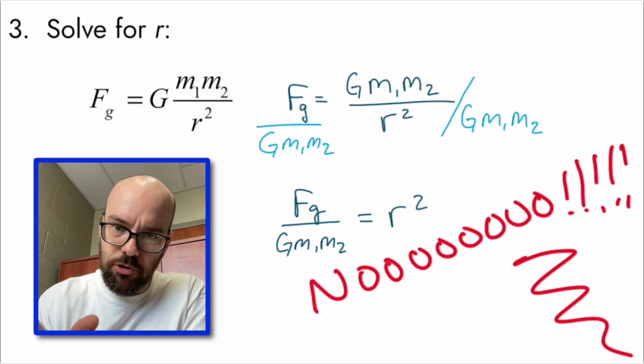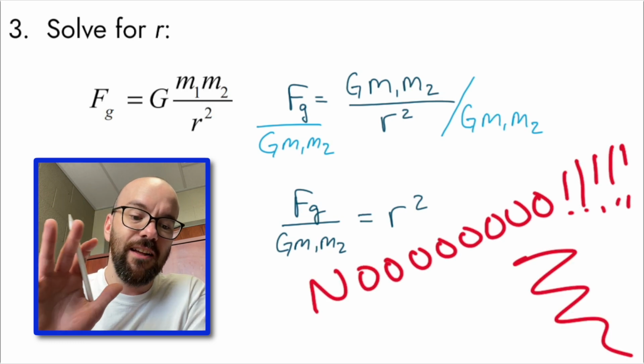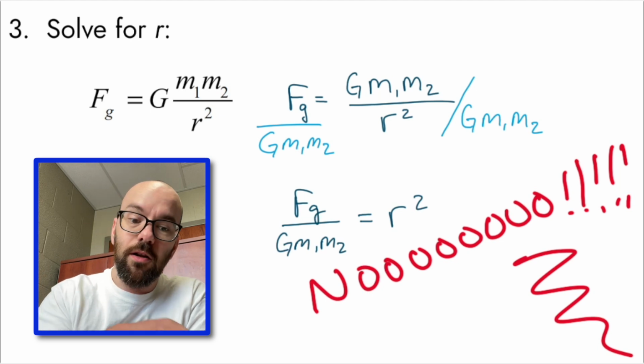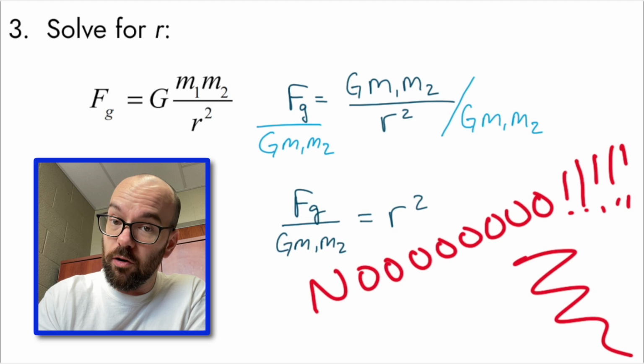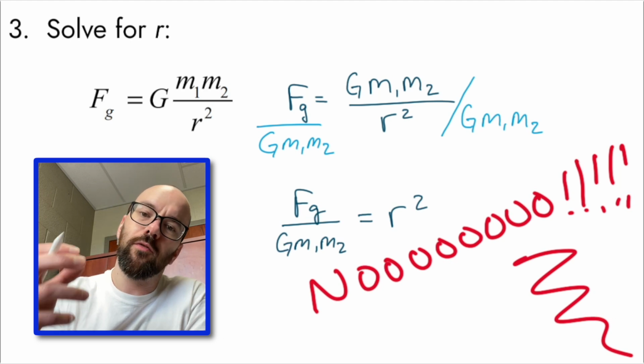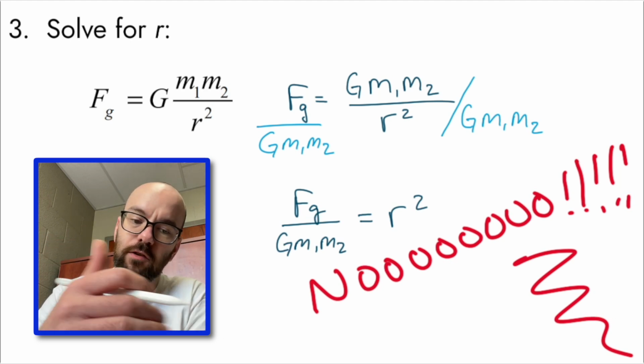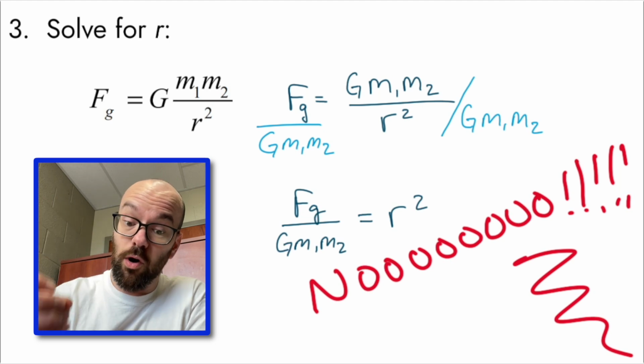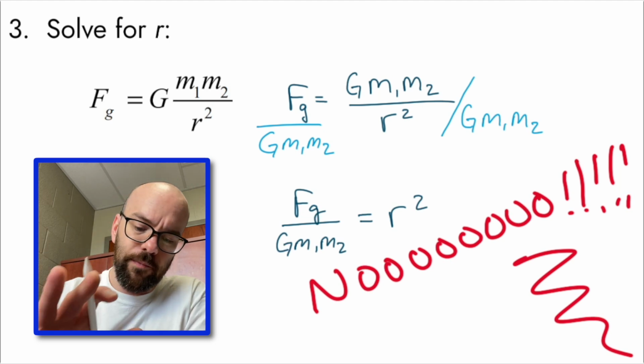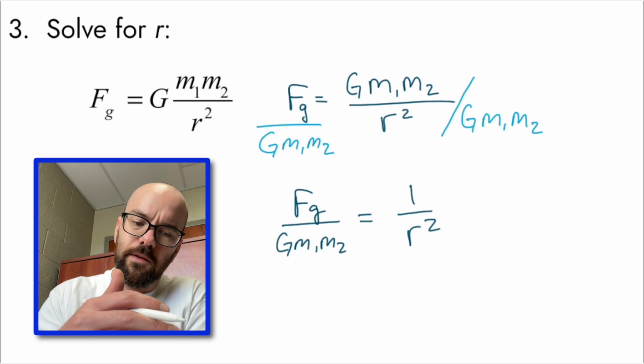But that's a huge misconception that I see students make. We're not left with R squared. R squared is in the denominator. We're left with 1 over R squared. So just be careful when you've got a variable in the denominator that if you do something like this, you're left with 1 over that variable, not just that variable. So I'll rewrite that. This is correct now. So we end up with this.